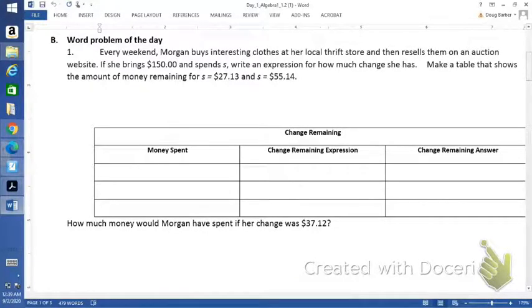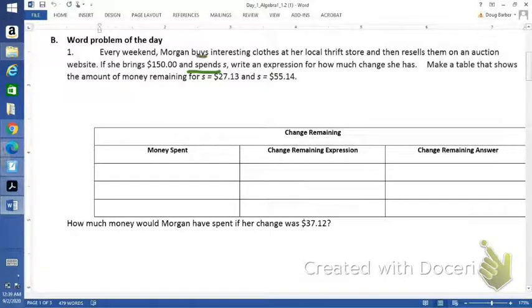$55.14. Alright, so if you remember our three-step process here for writing expressions, remember that the first one is to look for keywords that would indicate some sort of mathematical operation that we're going to be using. So I look and I see the word spends. Right, so she brings $150 to the thrift store, but she spends S. How much change will she have? Okay, so the spends would indicate there is subtraction taking place here in this problem.